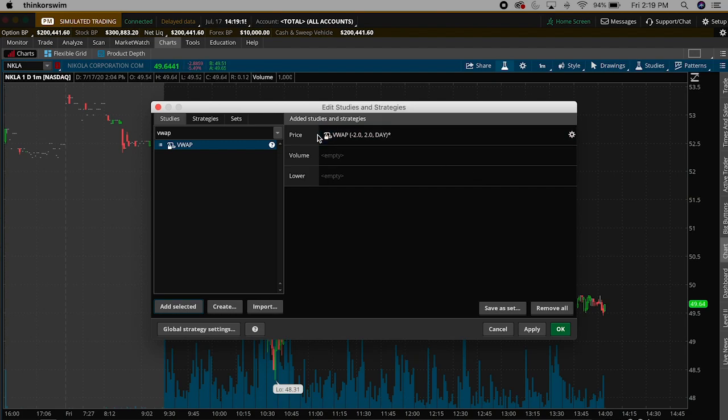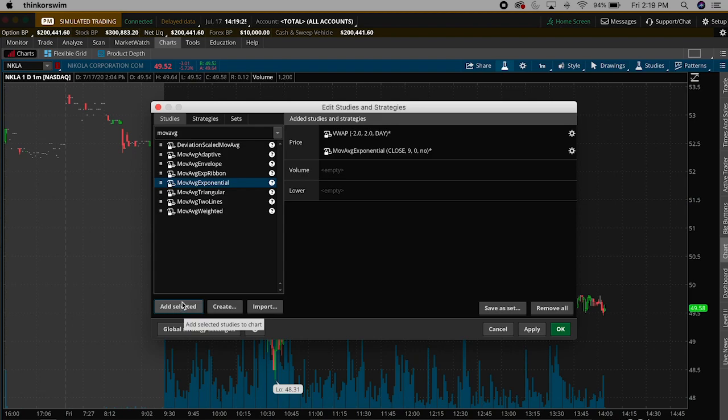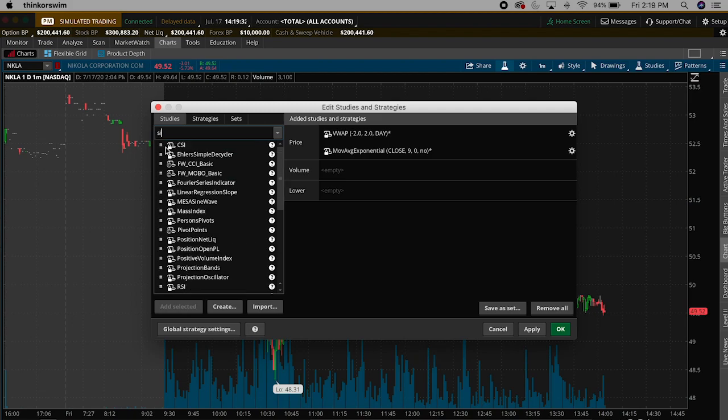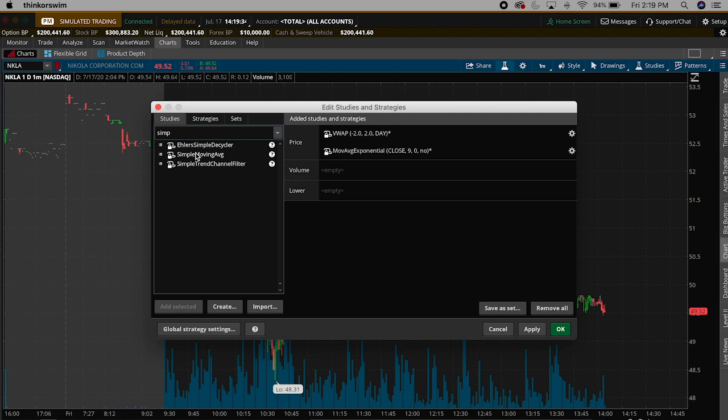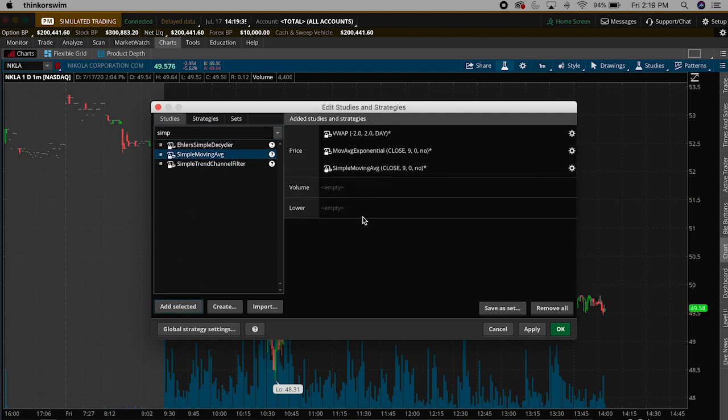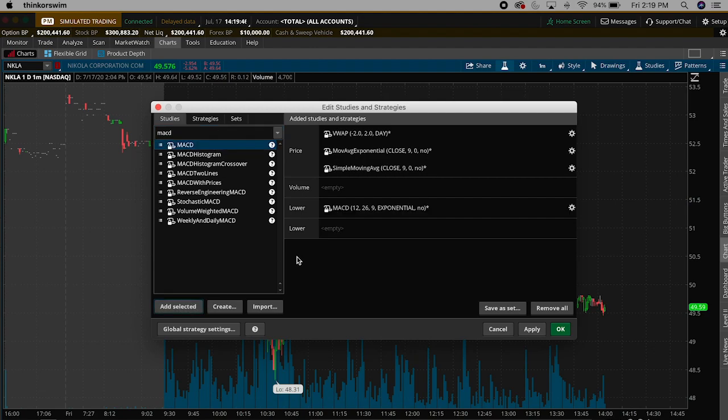And the next one is the moving average exponential. So let's add that real quick. Moving average, boom, add selected. And then you have this SMA line. It just gives you a better average. I'll explain it later. So SMA, oh, you've got to spell the whole thing out. Simple, boom, add selected. Then you've got to go to your lower studies and add MACD and RSI.